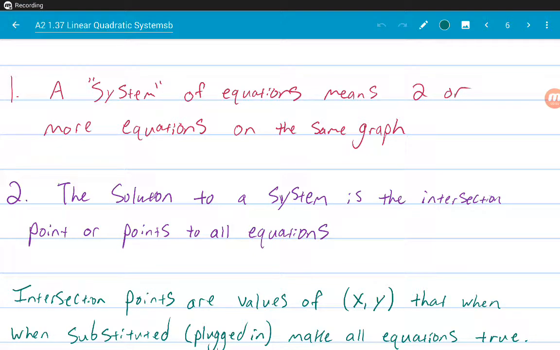Okay, so here's a video going over lesson 37. The topic is linear quadratic systems. I wanted to start off with the notes, just in case you missed them in class, or to refresh you on what the point of all this is.